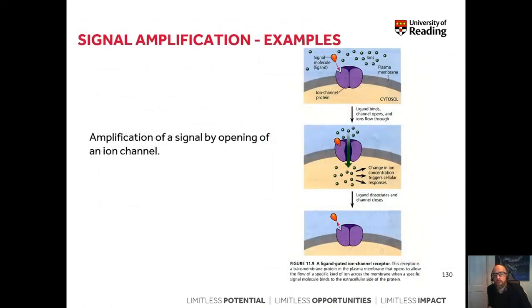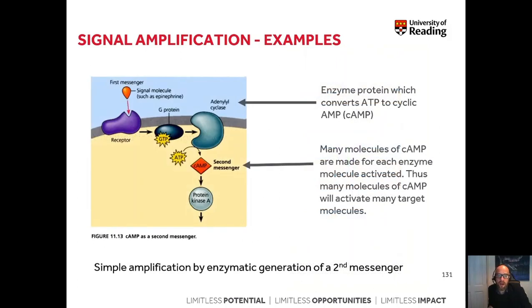Amplification can also be achieved by opening of an ion channel. When the first signal molecule, ligand, binds to a receptor, this opens a channel. In turn, the ions are able to enter the cell, act as a second messenger, and produce a response. So again, we have one ligand, the first messenger, and the ions entering the cell are second messengers. So we have a clear and fast amplification.